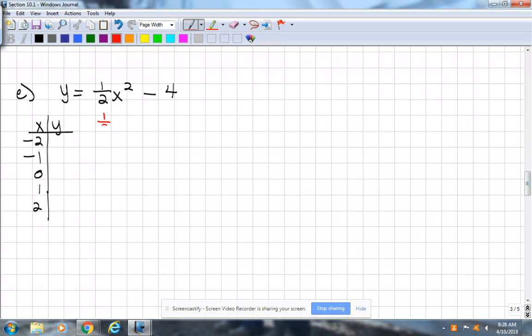So I say 1/2 times -2 squared minus 4. So order of operations, what do I do first? The exponent. So I say 1/2 times -2 squared is 4, right? What's a half of 4? And what's 2 minus 4? So this one's -2, and also the last one is -2. Any questions about that one?